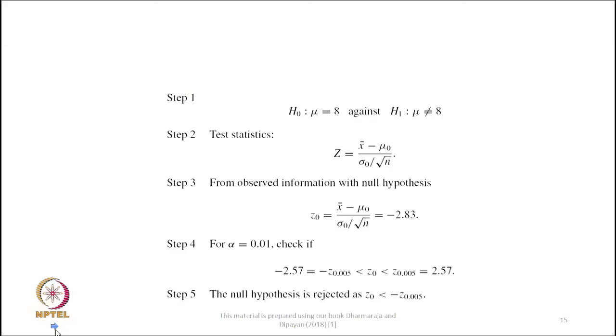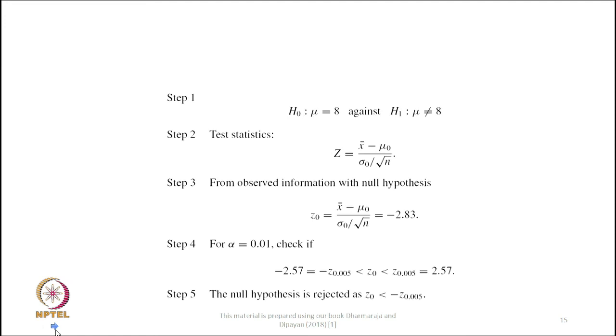You see that the same information is not used in more than one step. Step 1 talks only about the statement, step 2 talks only about the test statistic. Here I made a mistake, it is capital X bar minus mu divided by sigma by root n.